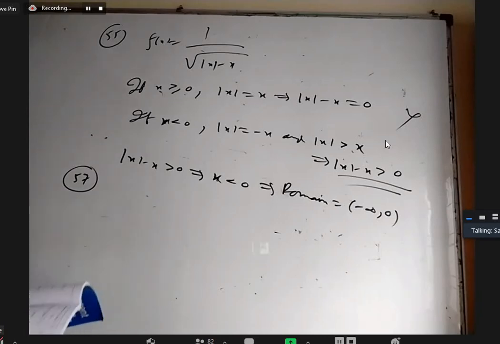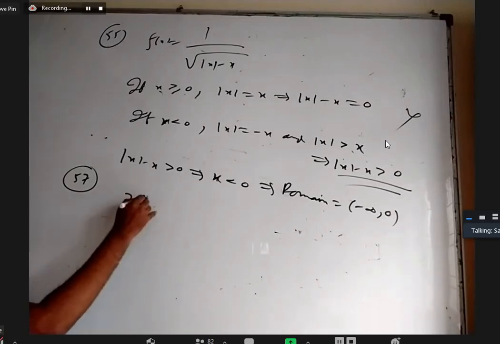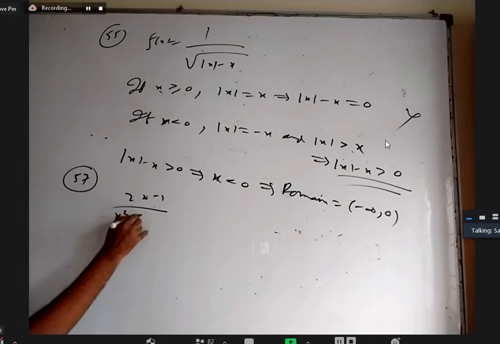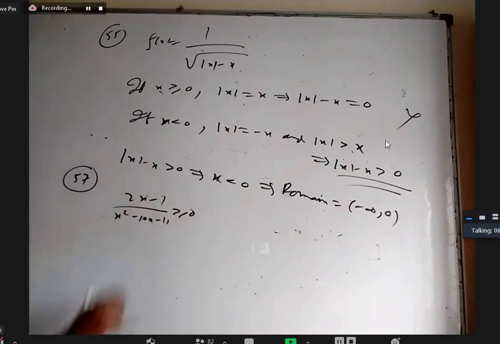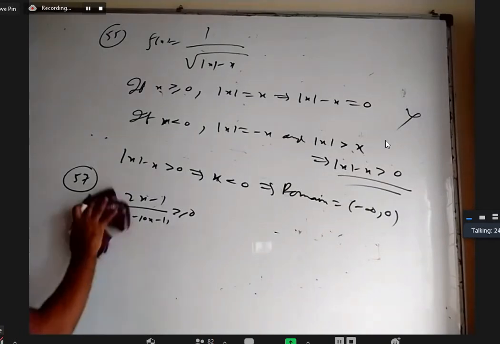Okay, 57. I have to take that the whole expression greater than or equal to 0, right? (2x minus 1) by (x square minus 10x minus 11) greater than or equal to 0. Is it correct? No, sir, they gave cube root, sir. Cube root. Yeah, they gave cube root.